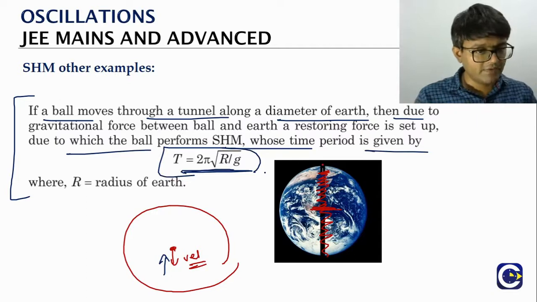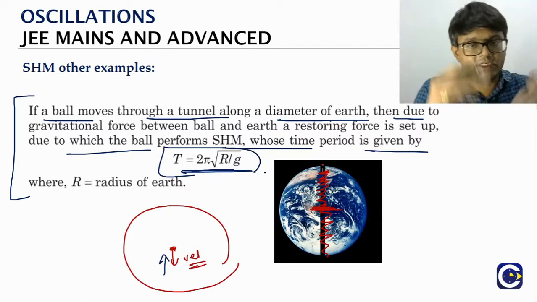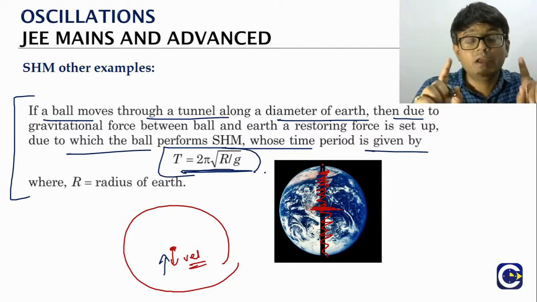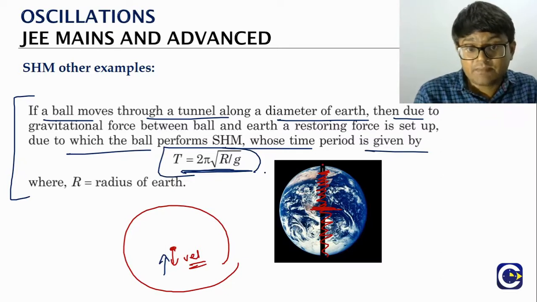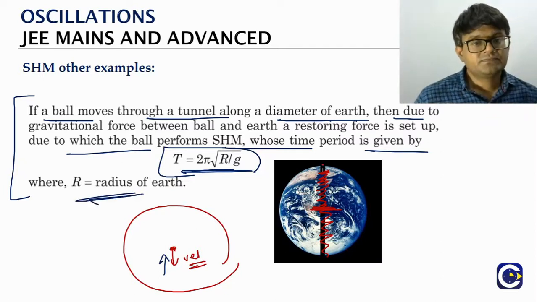We are not going to do the derivation, we'll just look at the result here. The period of those oscillations will be 2 pi root of capital R by g. What is capital R here? That is the radius of the earth.